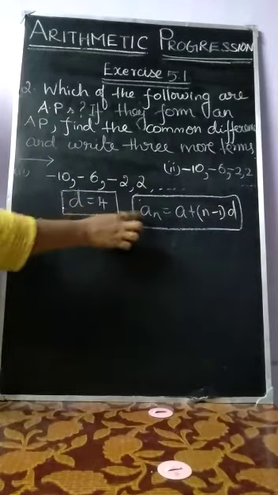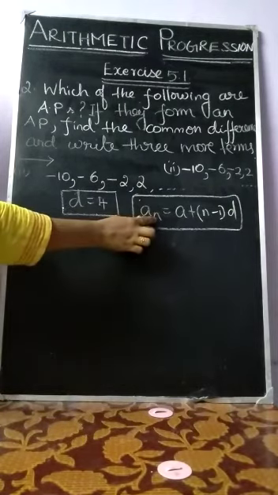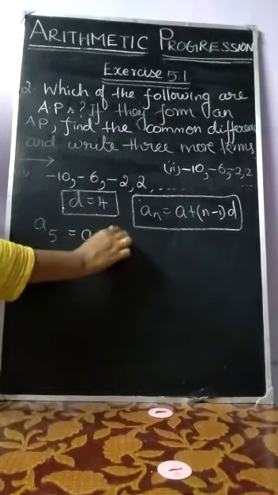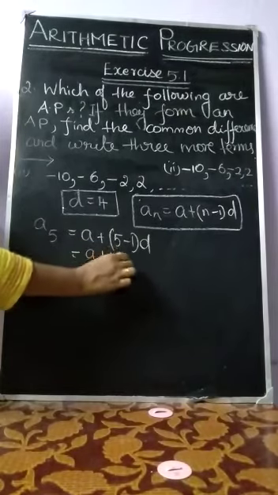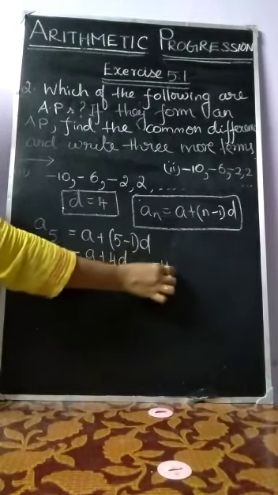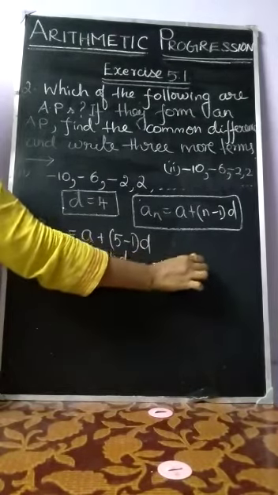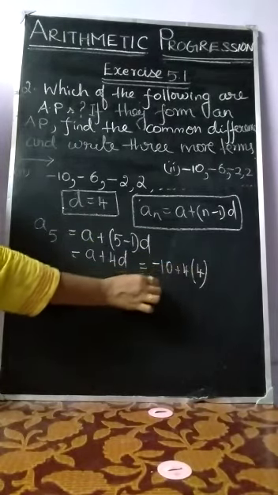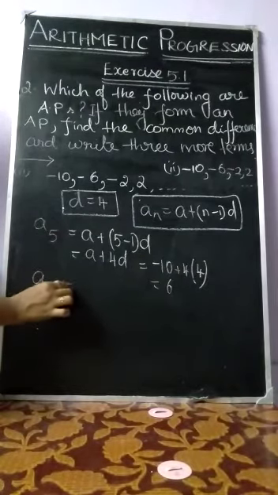Now we have to calculate the A5 value. So apply the 5 value in this n value. So A5 is equal to a plus 5 minus 1 of d, that is a plus 4d. So apply the values. What is our a value? That is minus 10. Plus 4 of what is our d value? That is 4. So 4 4s are 16. 16 minus 10, that is 6 only. This is the A5 value.